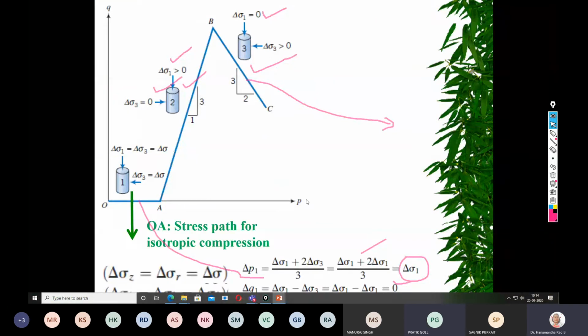What I'm asking is, if you look at isotropic compression, as long as you are increasing delta sigma in both the directions, could the sample take an infinite amount of load? Is it possible? No, sir. So then where does it fail? Does it mean that the sample will not fail at all under isotropic condition?